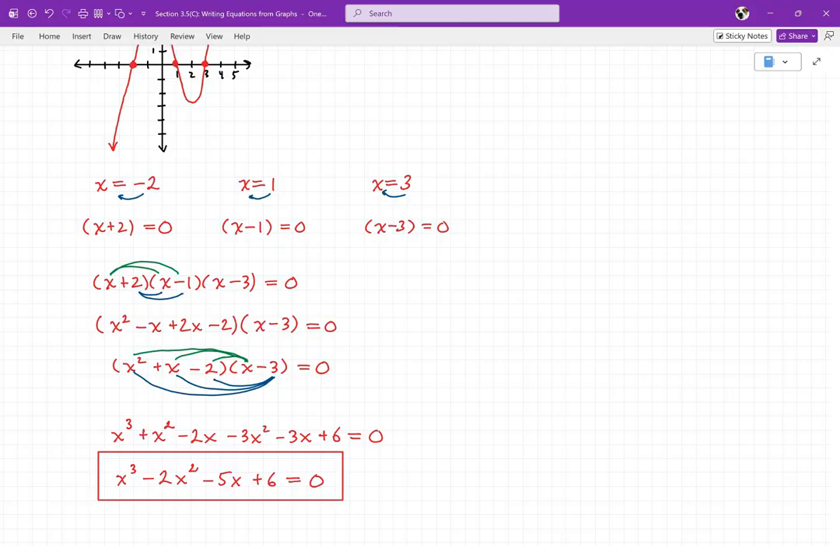I labeled them. Rewrite them into a factor, meaning move them to the left. Write them in parentheses, right? So that's what I did right after that first line. I put them all in parentheses. Once you put them in parentheses, put all the parentheses on one side, put the equal 0 on the right side, multiply them out, and that's it. That's all you've got to do.